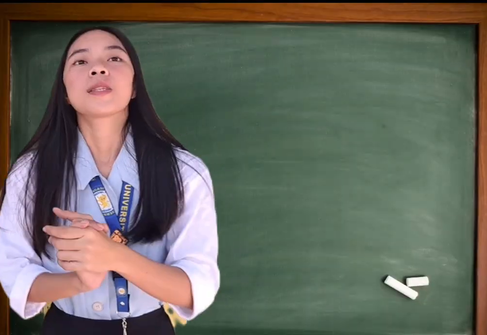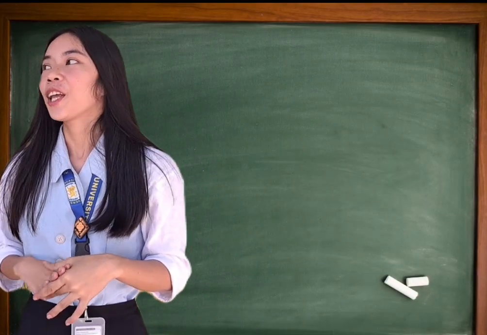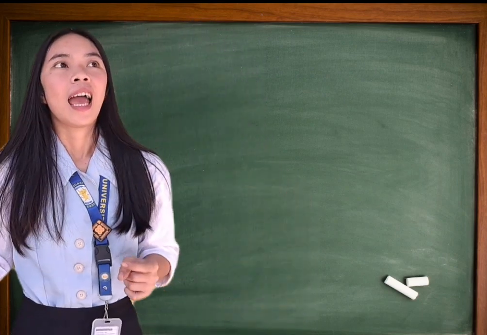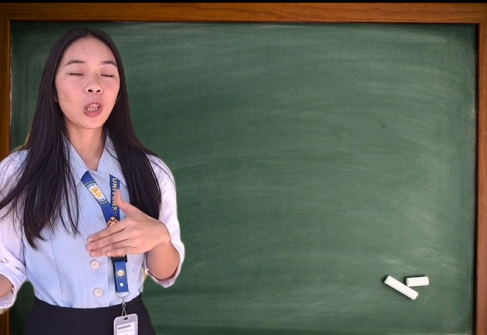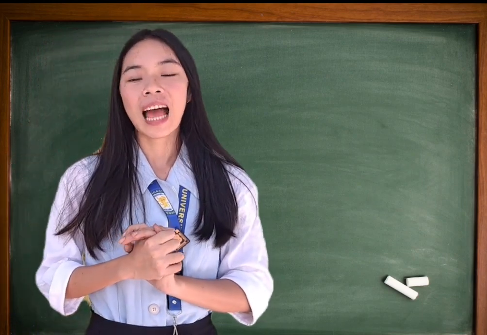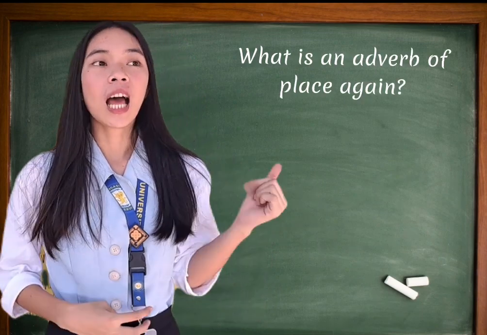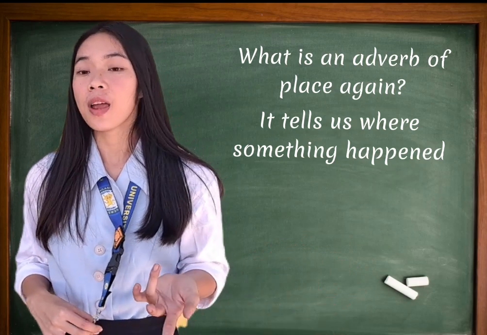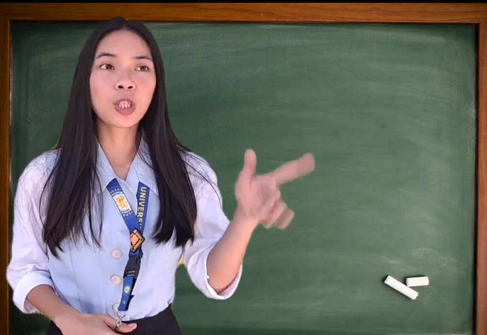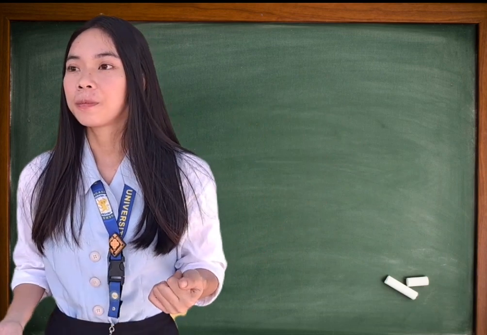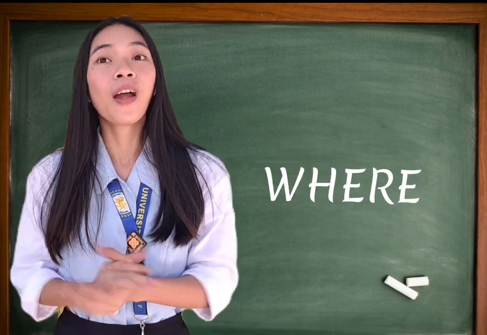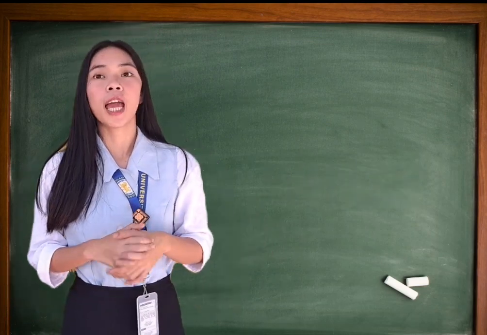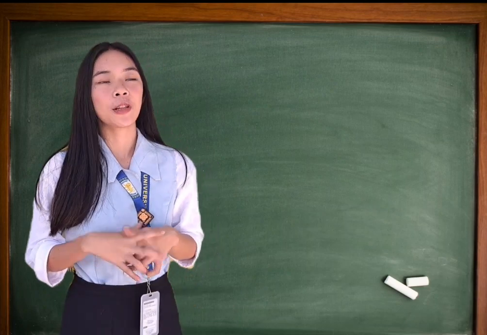Okay, since you already got a perfect score in our first activity, and you said that you already understand our topic, I will ask again the question. So, what is an adverb of place again? Okay, Aki. Very good. It tells us where something happens. So, what question does an adverb of place answer? Yes, Nayeli? Very good. It answers the word where. So, very good. You already understand our lesson for today.